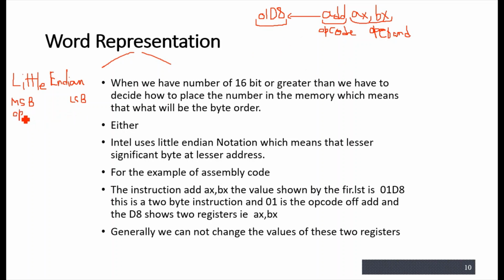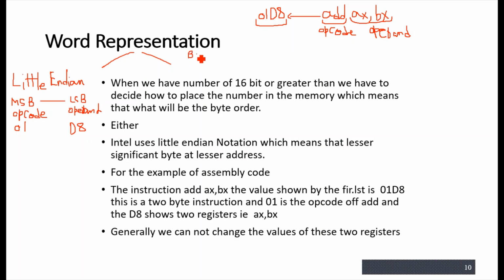Most significant always indicates what is the opcode, and the least significant would always indicate what is the operand. So from 01D8, Little Endian representation means 01 is the opcode word and the D8 is the remaining word representation on the least significant word side, representing the operands, which are the registers AX, BX.